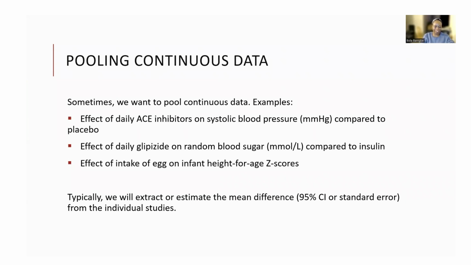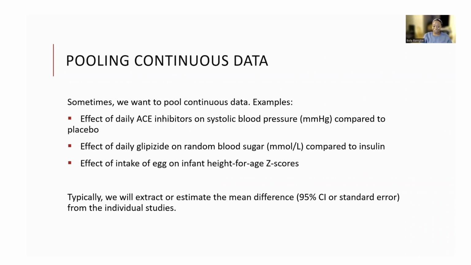For instance, if you want to look at the effect of daily ACE inhibitors on systolic blood pressure, that's measured in millimeters of mercury, compared to placebo. So your outcome measure is systolic blood pressure, that is a continuous measure. Or if you want to look at the effect of daily glyphosate on random blood sugar compared to insulin, your outcome is random blood sugar level, and that is measured in millimoles per liter, which is a continuous measure.